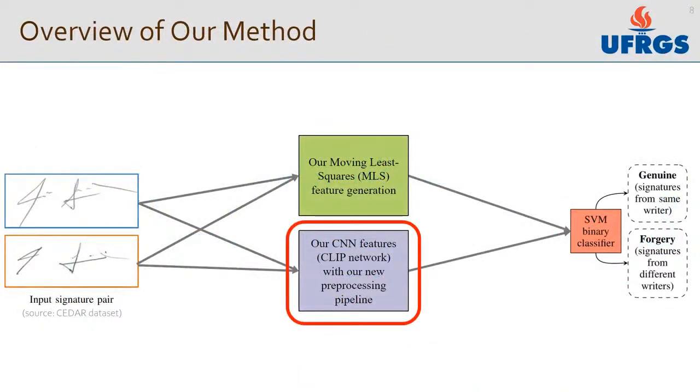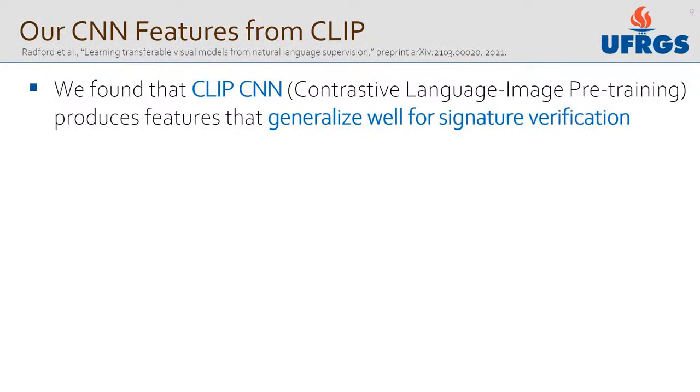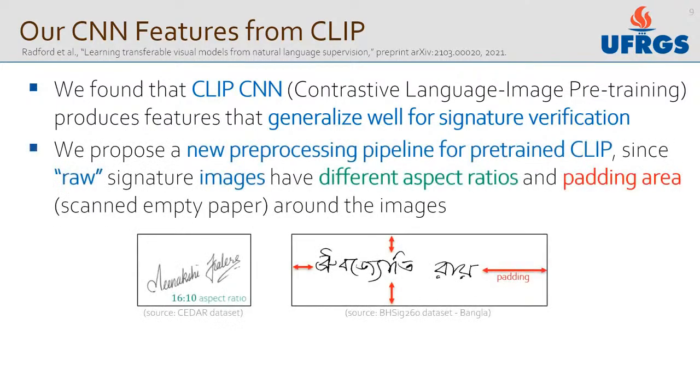Let us now discuss our CNN feature generation. We found that the Inception neural network produces a set of features that generalize well for our signature verification problem. We propose a new pre-processing pipeline for this network, since signature images have different aspect ratios and padding areas, as illustrated below.